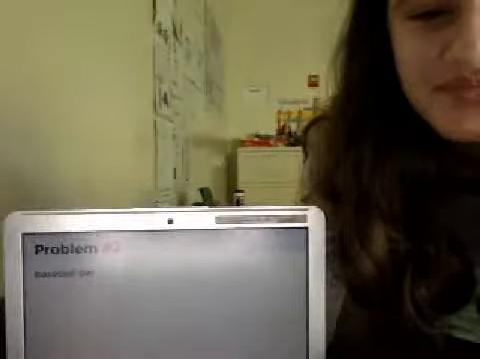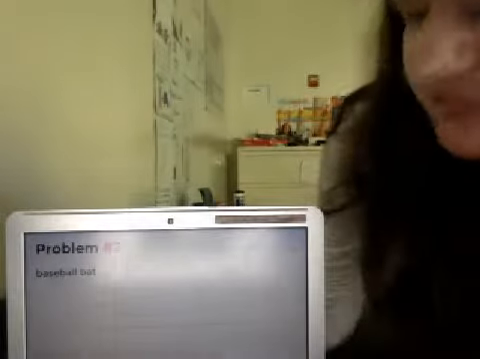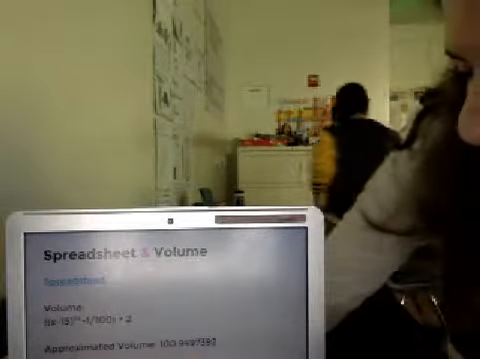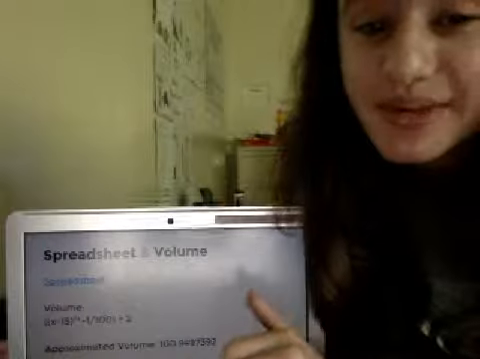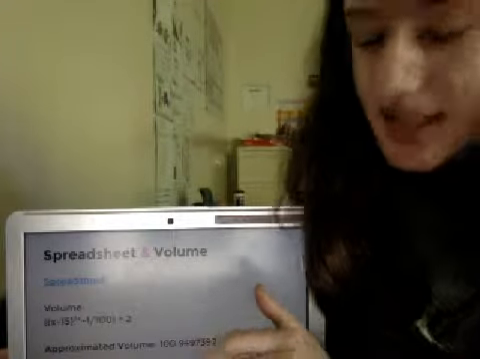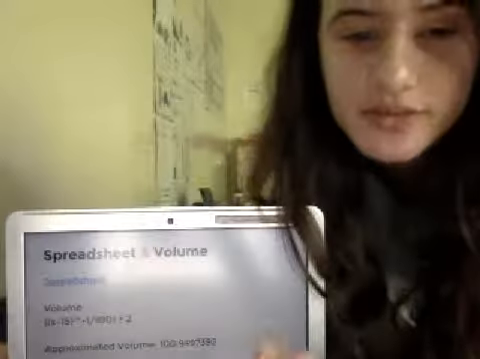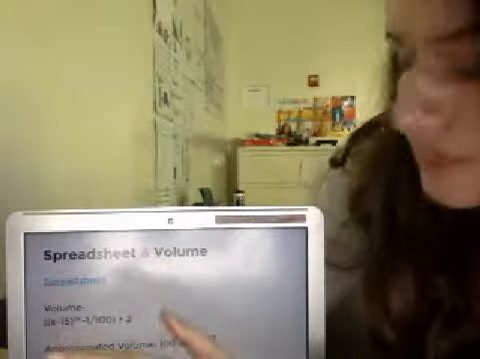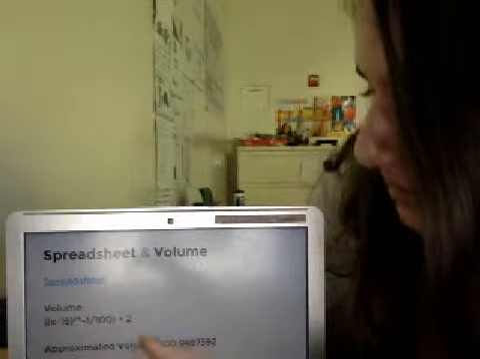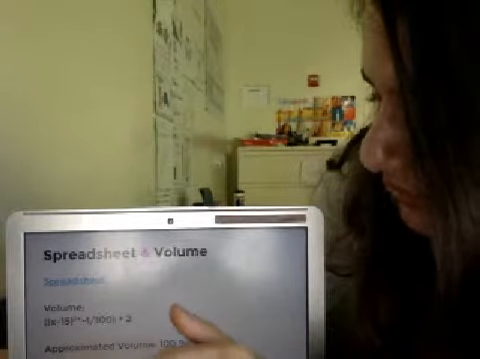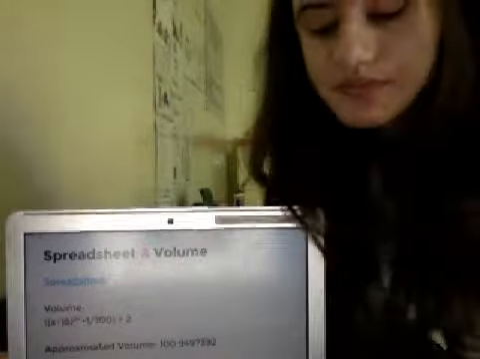Okay, and my problem 2, I did a baseball bat. I don't know if you can see that. Can't really see it. Yeah, so I did a baseball bat, and I found the volume, which ended up being 100.9497392, which was, there was a mistake in the spreadsheet, so it ended up being really big, but my equation was x minus 15 squared minus 1 over 100 plus 2.